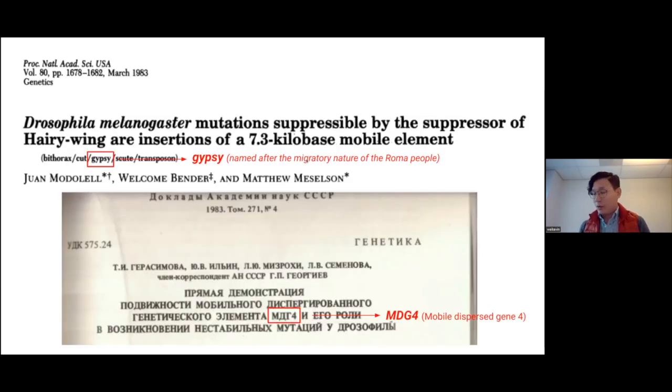So when you identify these new extra genes, it's common in genetics to give them a name. The US group called it Gypsy, named after the migratory nature of the Romani people, who migrated into Europe in the early 10th century and are now found across Europe. The Russian, or USSR, group called it MDG4, which stands for mobile dispersed gene 4, because there were 3 other such transposable elements, 1, 2, 3, prior to this.